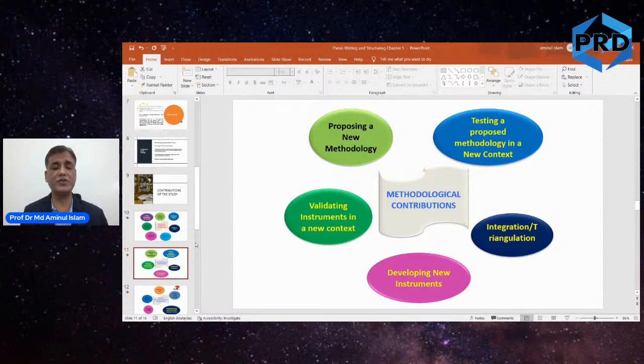Or you're developing new instruments. Say, for example, you have 5 variables, and one variable is completely new. You have taken it from a suggestion for future research, from one of the researchers who has proposed it, and for that variable there are no instruments, items, or questionnaires available. So you develop 5 items of questions by yourself, and then you have validated them with pilot testing and pre-testing, with appropriate statistical tests, all that. So that is also a methodological contribution. You are contributing a few new items for future researchers to conduct research in that field, okay?